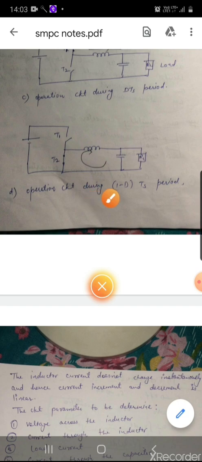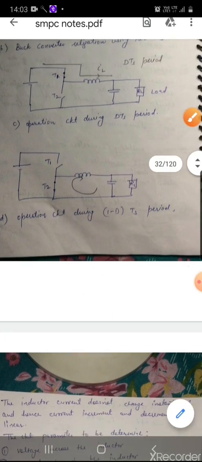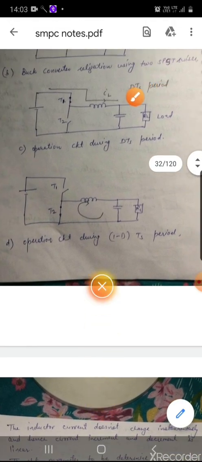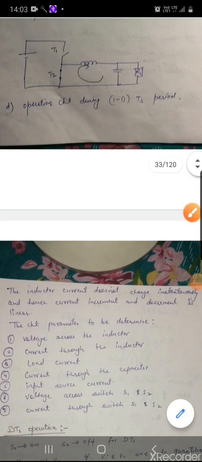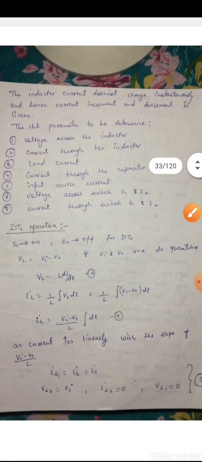So this is the operation during (1 minus D)TS. D is the duty cycle. Note D over here is the duty cycle. This is the (1 minus D)TS period, or mode 2 period. Okay, this is what is happening. So the inductor current does not change instantaneously, hence the current increment and decrement is linear. Obviously we know that this is the property of the inductor.